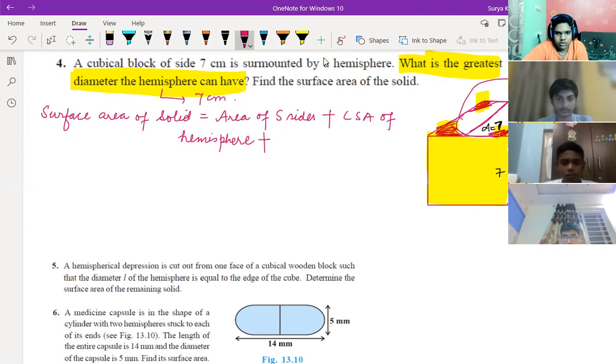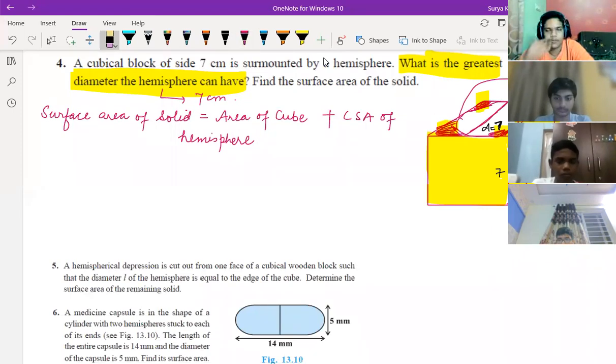Then you should take area of all 6 sides. You can write area of all 6 sides, or area of cube directly. But if you want to write it that way, you should write area of cube completely, then you should not write plus, you should write minus here. Minus area of what? Circle. Base of the hemisphere. I write here base of hemisphere.